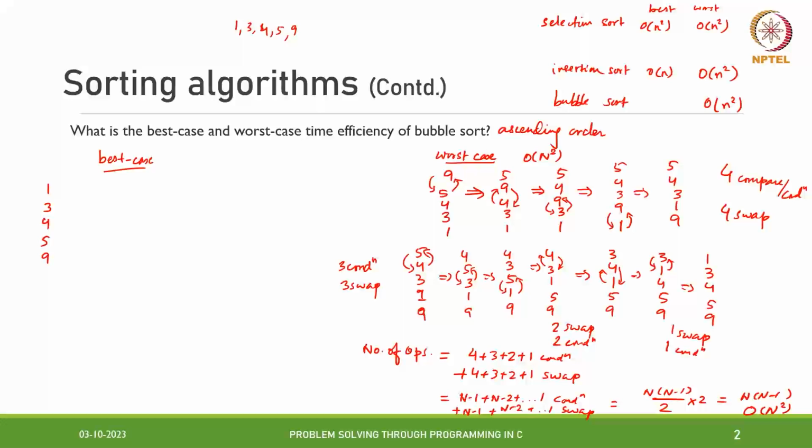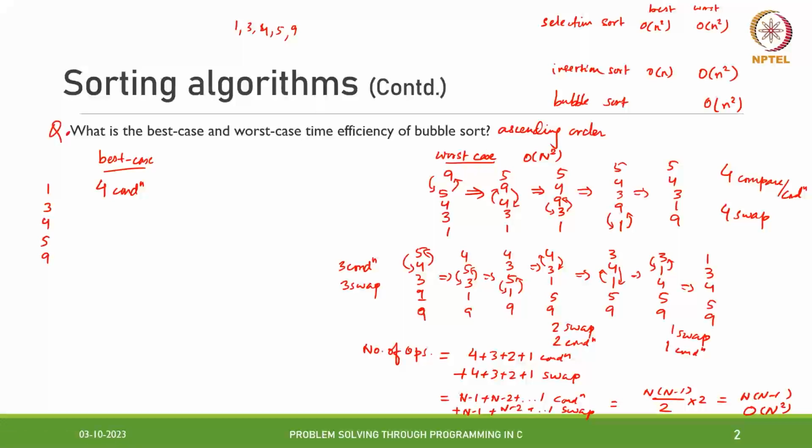Now what about the best case time efficiency? So we will follow a similar procedure here. We will compare the first 2 elements. We will find that they are sorted. We will compare the next 2 elements, sorted. And we will compare the third and the fourth element. No change required. And then we'll compare the fourth and the fifth element, no change required. So we just needed to do 4 comparisons, right? 4 conditionals.